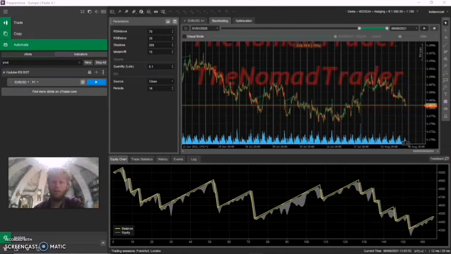And so these will be the most basic strategies in the world. So for example, right now I've just coded the simplest EA in the world, and that is the RSI robot that everyone starts with, or the strategy.